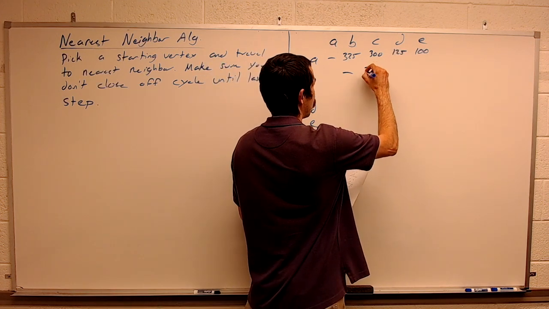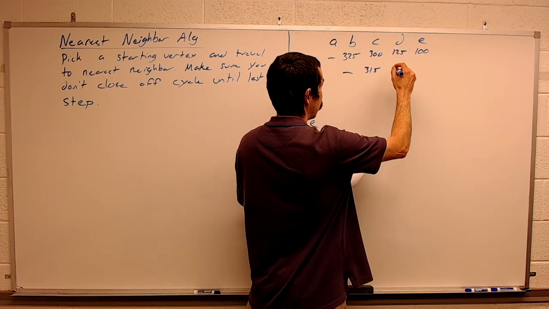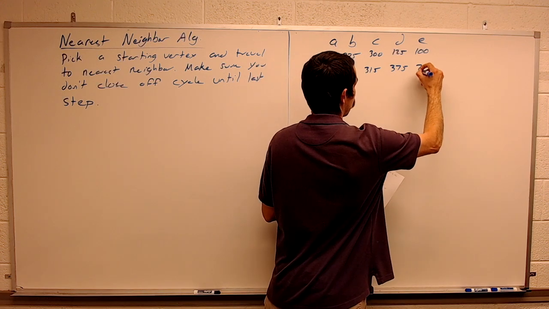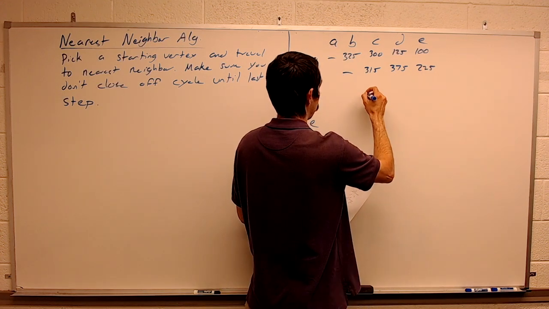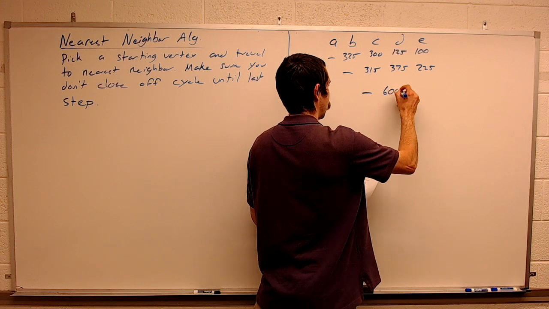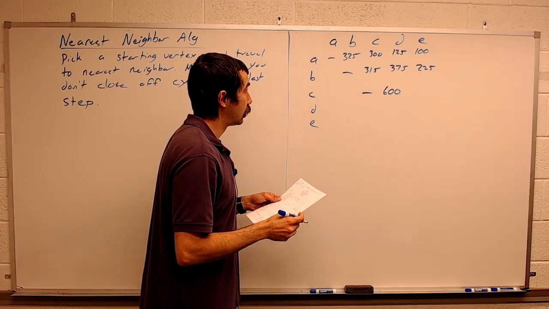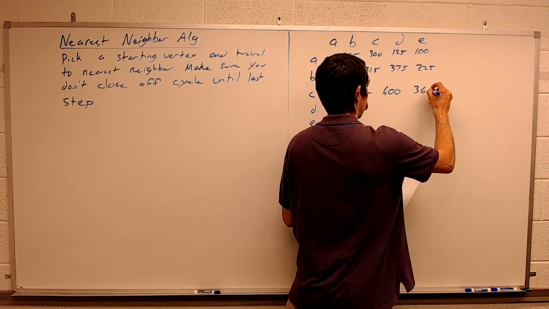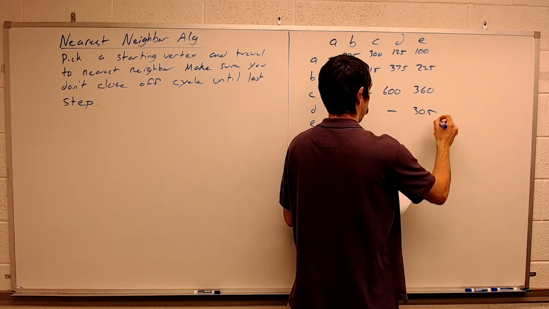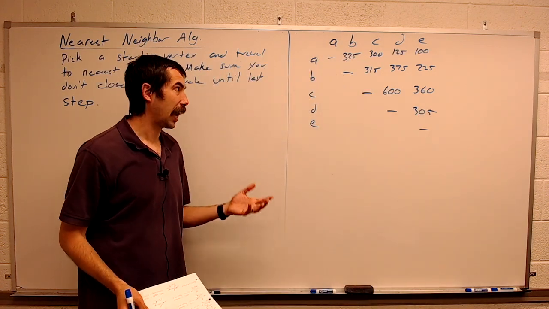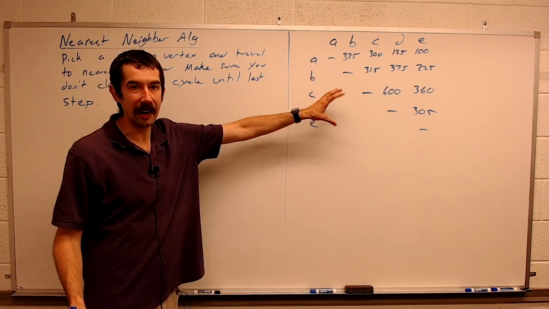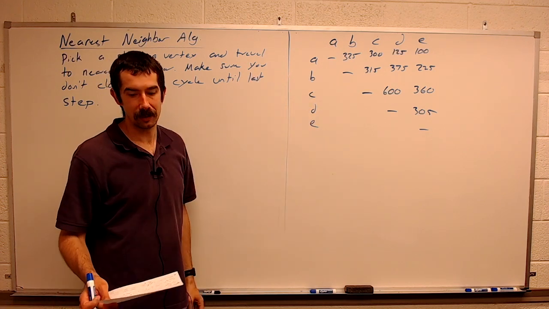BC has 315. BD is 375. And BE is 225. CD is 600. CE is 360. And DE is 305. All right, so this table actually captures all of the information of a weighted complete graph on 5 vertices. It's just a little bit easier to read than the graph is.